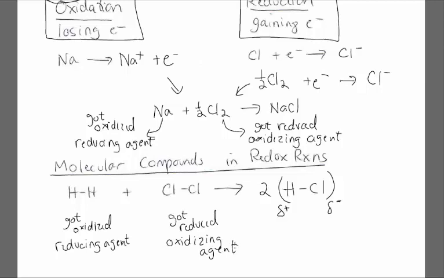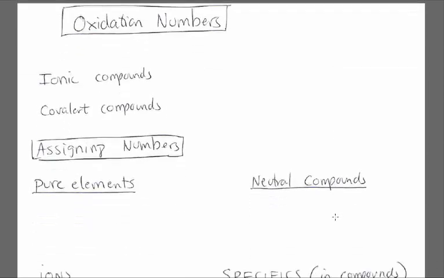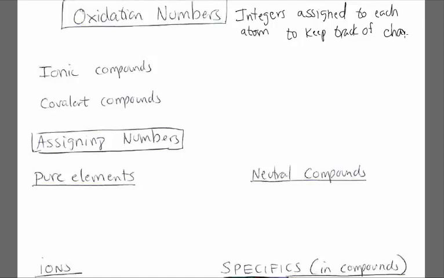All right, now in order to keep track of this moving of electrons, we use a system called oxidation numbers. And when we do this, we assign a number to various compounds. So it is going to be an integer, which means it can be positive or negative. And they are integers assigned to each atom to keep track of charge. And really charge movement.